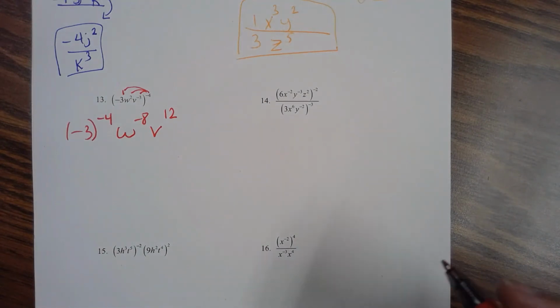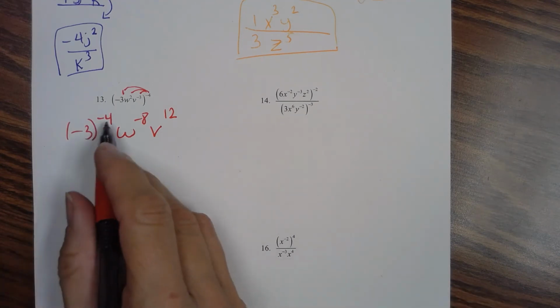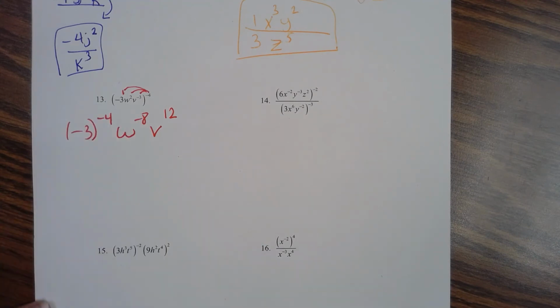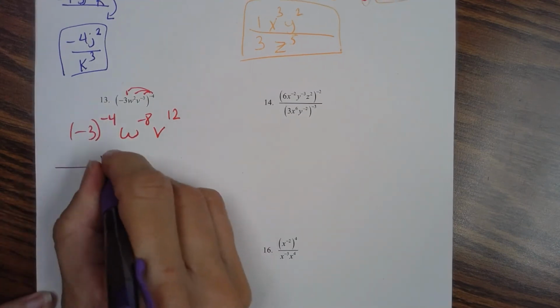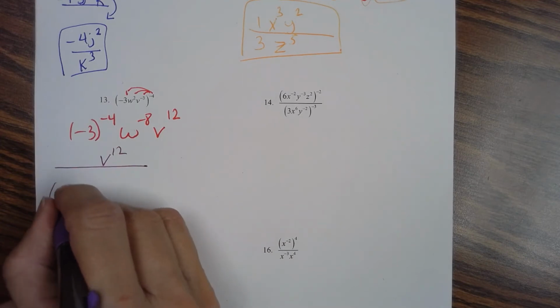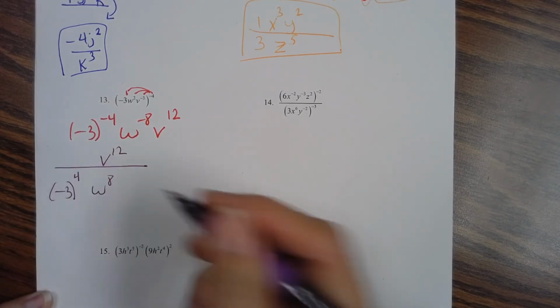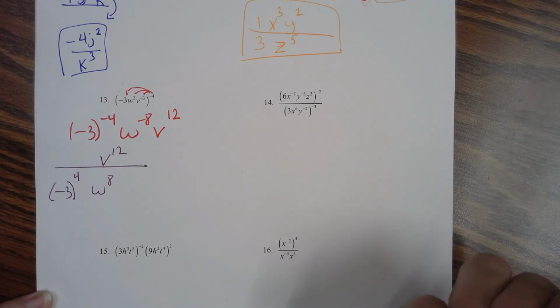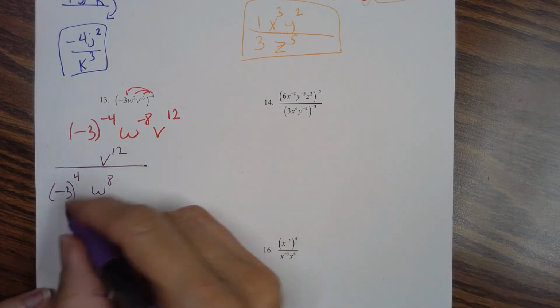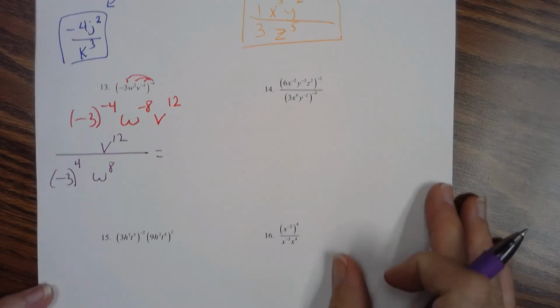So this is the power rule. When you have parentheses raised to a power, distribute your power to every power. So remember, the next step is to get rid of negative exponents. So v to the 12th is going to stay on top. Negative 3 is still negative, but the 4 becomes positive, and w to the 8th is positive in the denominator. So the last thing to do is multiply out what negative 3 to the 4th is.